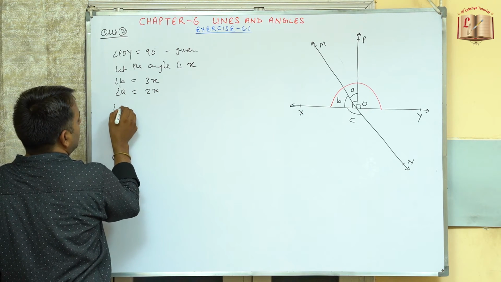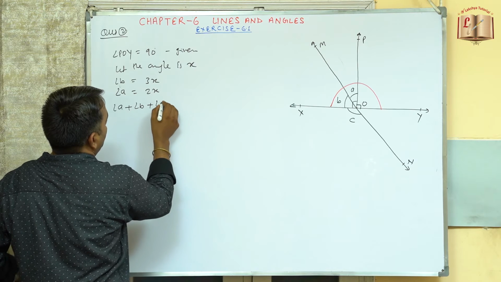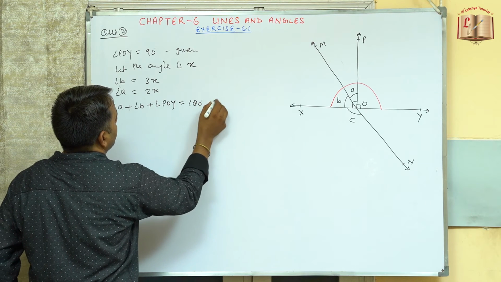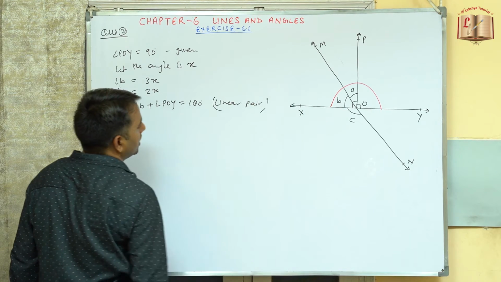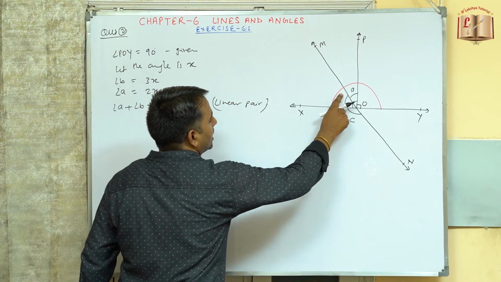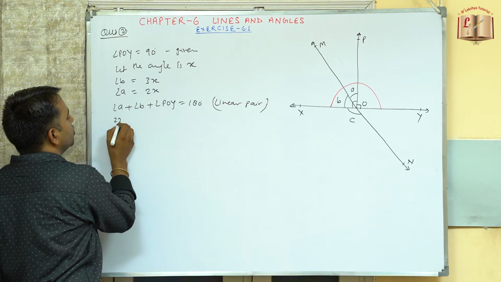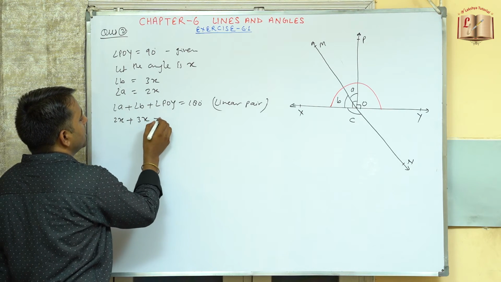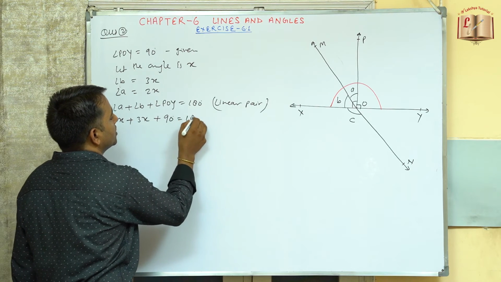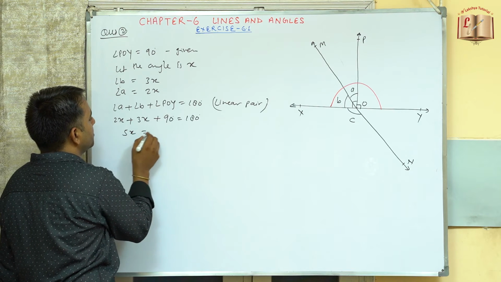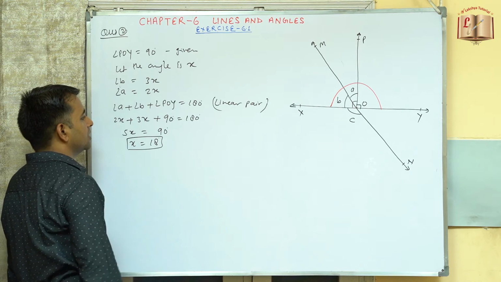So now angle A plus angle B plus angle POY, this will be equals to 180 degree, linear pair. This will be linear pair 180 degree, means this complete angle B plus A plus this angle POY. So angle A we already know, this is 2x, plus angle B 3x, plus angle POY, this is already given as 90 degree. So this will be equals to 180 degree. So 5x will be equals to 90 degree, or simply x is 18 degree. So we got the value of x.